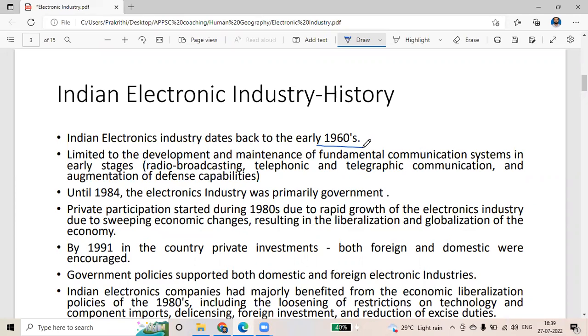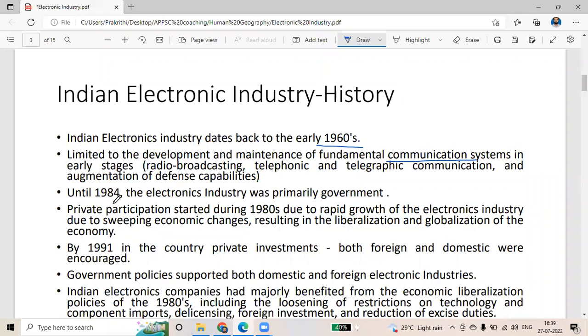At that time it was limited to the development and maintenance of fundamental communication systems. In the name of communication systems we had the radio, after that TV came, then telephones, telegraphs, all these things. So these are the primary electronic mediums that we have used.